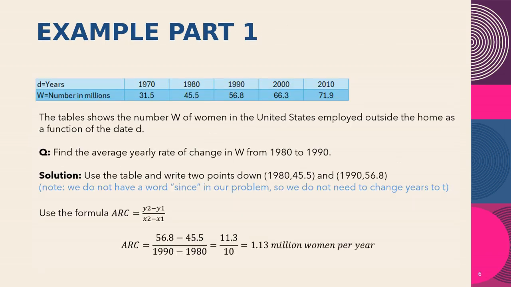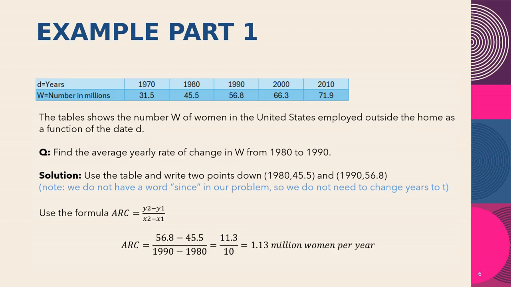Now, we will review the same example, but we have to find the average yearly rate of change in W from 1980 to 1990. It's always a good idea to write two points down to eliminate mistakes. And please remember that we do not have the word census in this problem, so we do not have to change years to value t.